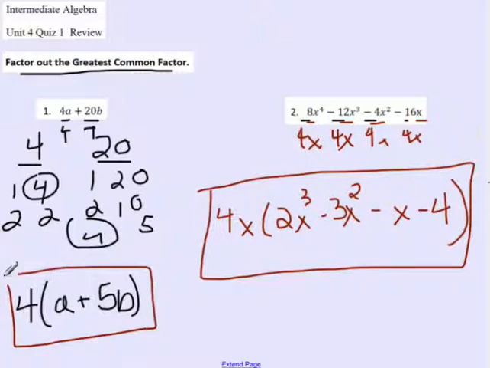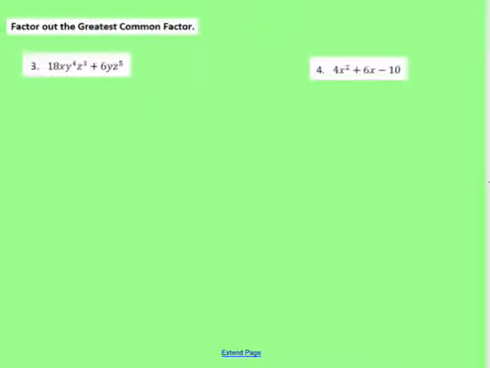The biggest mistake I see students make when they do this quiz is that they forget to write their greatest common factor on the outside. So make sure once you divide out your greatest common factor that you're actually writing it on the outside of those parentheses. Let's take a look at number 3.